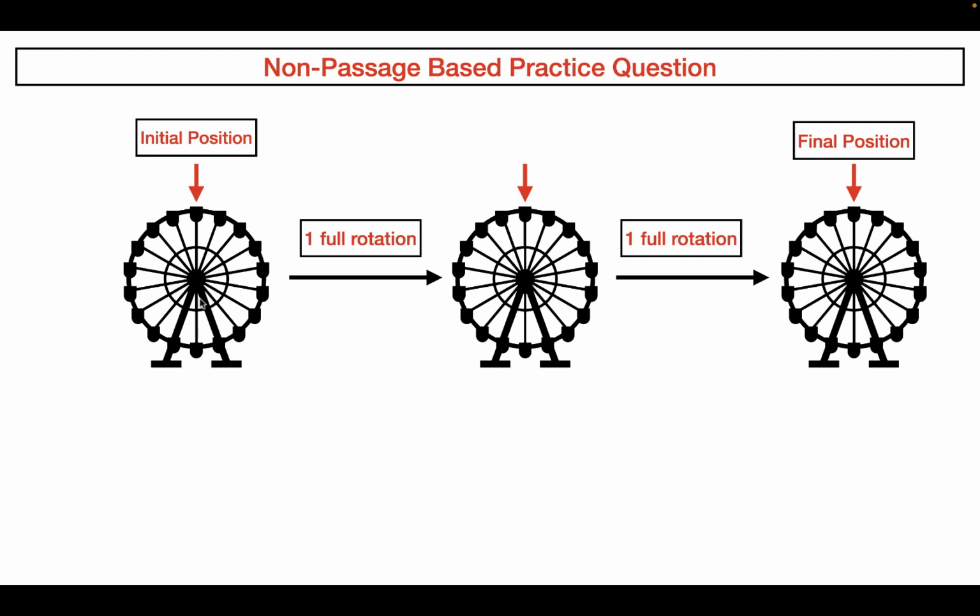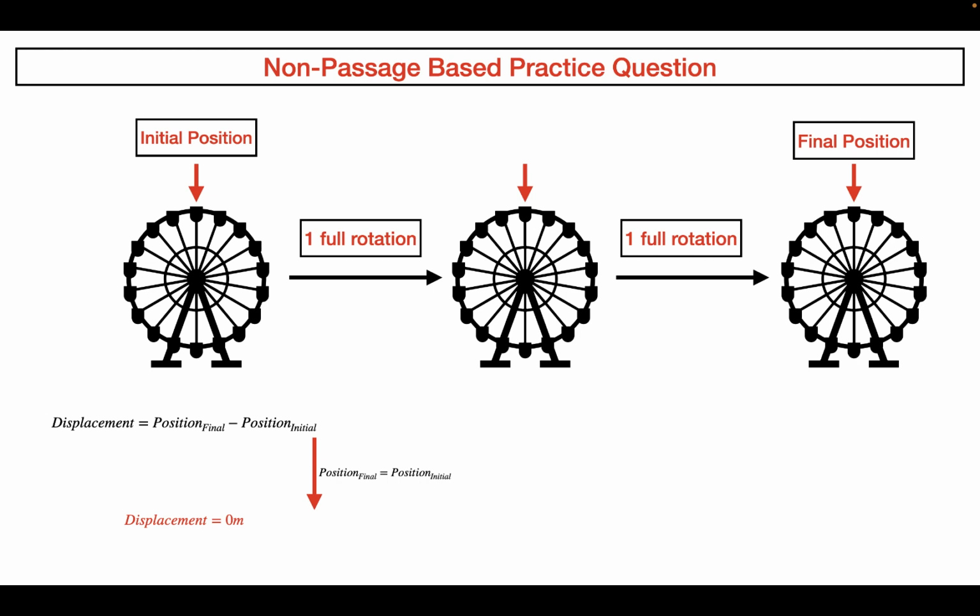So the initial position was at the top of the Ferris wheel, and the final position was at the top of the Ferris wheel. So using our equation for displacement, we can see that the displacement of the person is going to be equal to 0 meters. And this is because the initial position is equal to the final position.